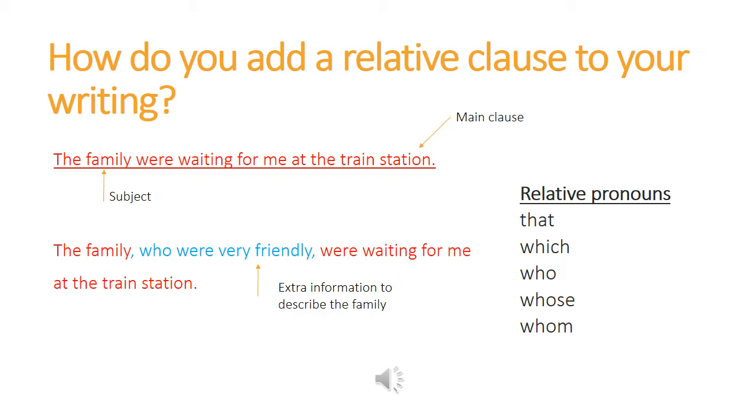I need to put this relative clause after the subject, which is the family, and I'll talk a bit more about this later. On your screen you can see the main clause in red and the relative clause in blue. If I take the relative clause out, the main clause still makes sense alone. All I've done is added some extra information with my relative clause.